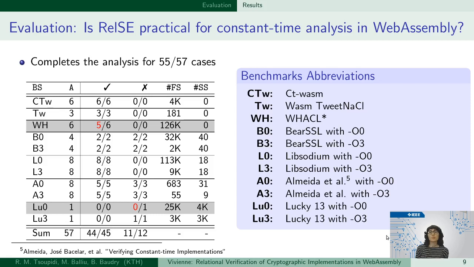The table shows that there are only 2 implementations in gray where the analysis does not terminate. The reason for that is that these implementations contain loops with large loop bounds. In all other cases, Vivienne is able to verify the constant time implementations and find the timing vulnerabilities in the non-constant time implementations.